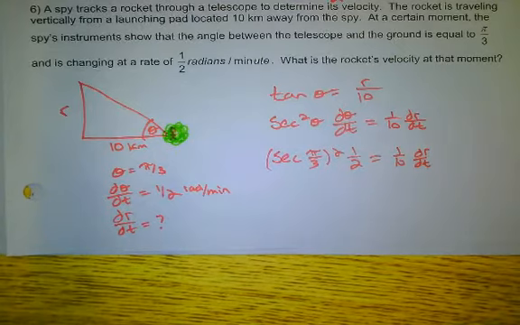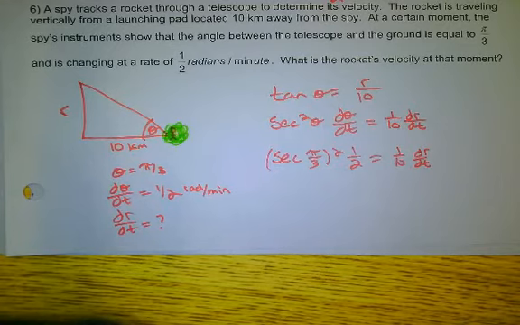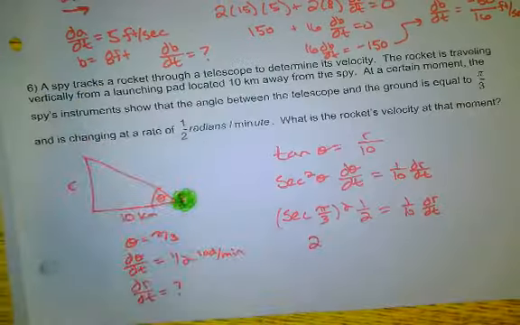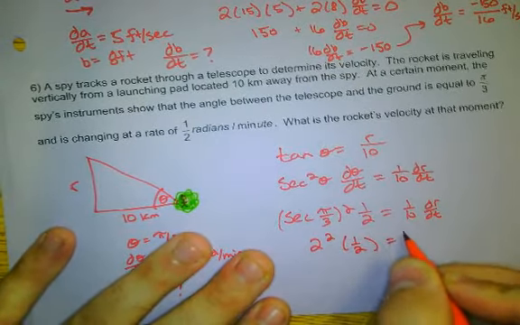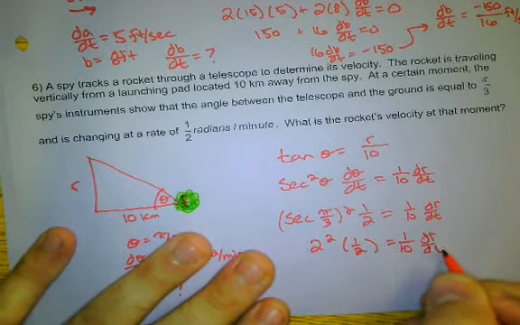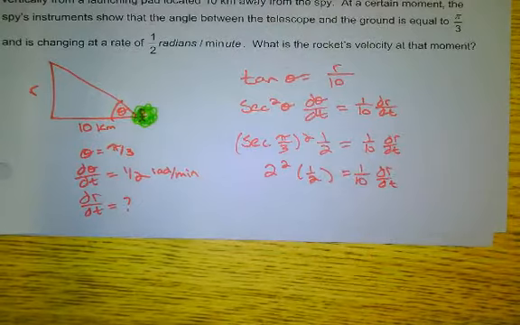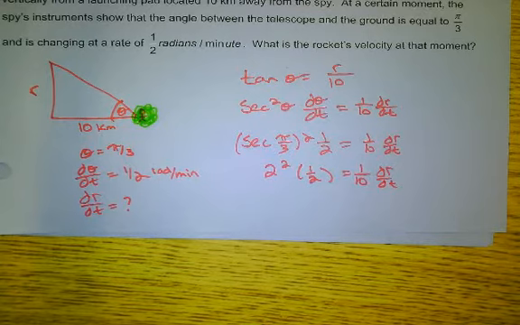You do need to know secant of pi over 3. If you don't know, what's the reciprocal of secant? What's the reciprocal function? It's cosine. What's cosine of pi over 3? It's 1/2. Now, what's the reciprocal of that? 2. So secant of pi over 3 is 2. Okay, so it's 2 squared times a half.